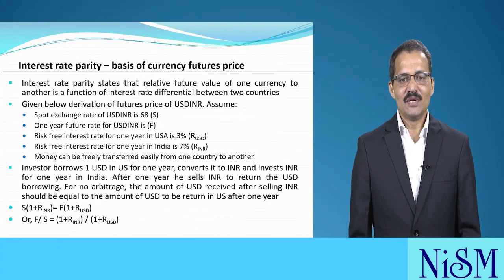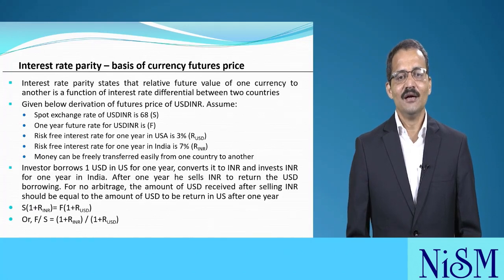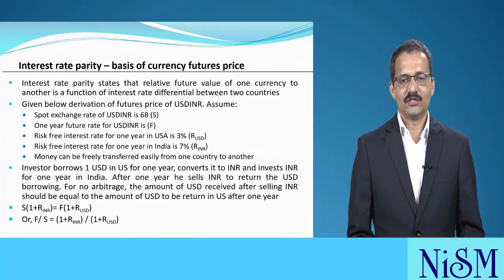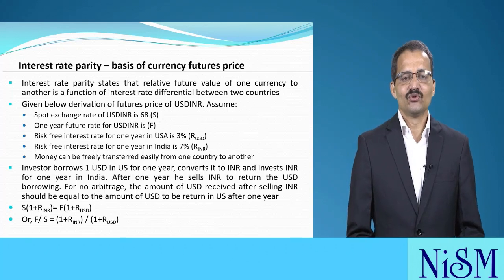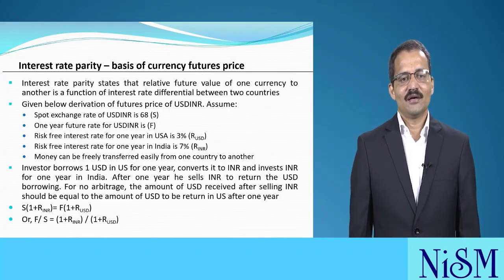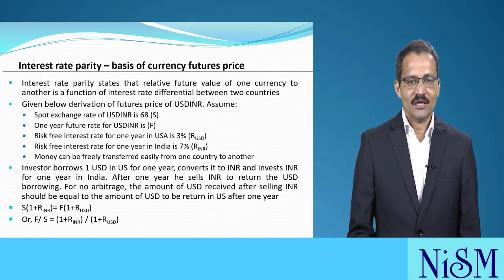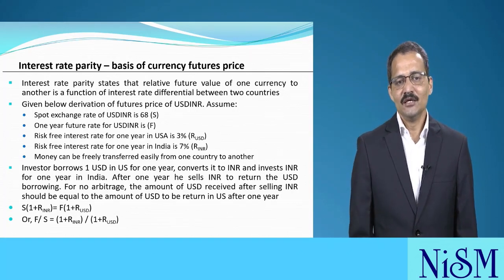Now when I am doing this example, I am assuming that money can be easily transferable from one country to another country, and there is no cost involved in borrowing and lending. So the simple way the calculation will be: future rate is equal to spot into 1 plus R of INR divided by 1 plus R of USD. So this is the way you can calculate the future price.